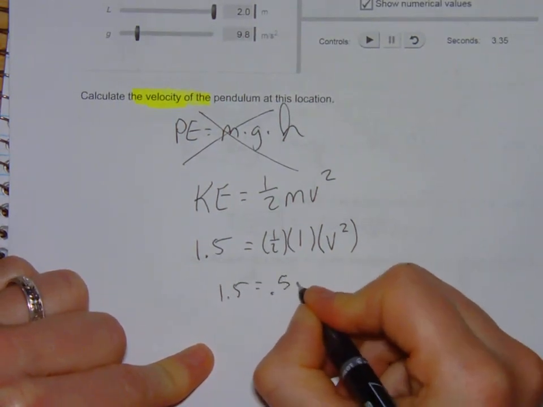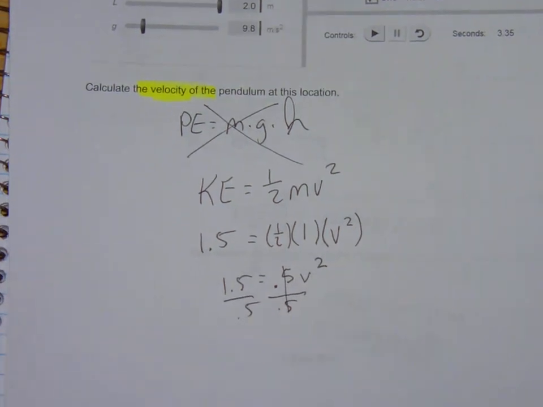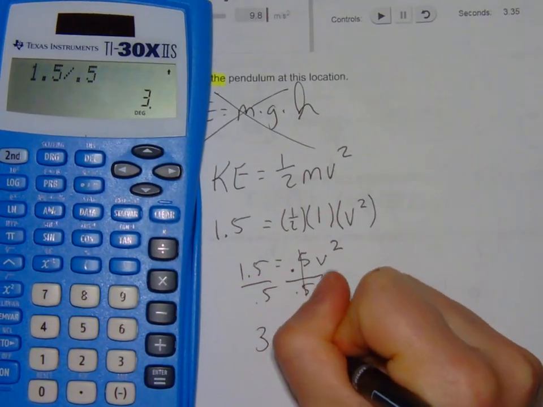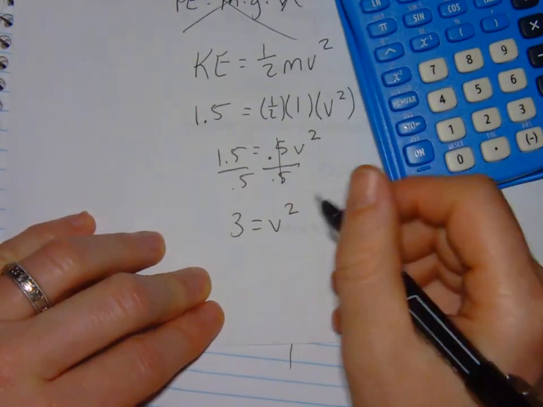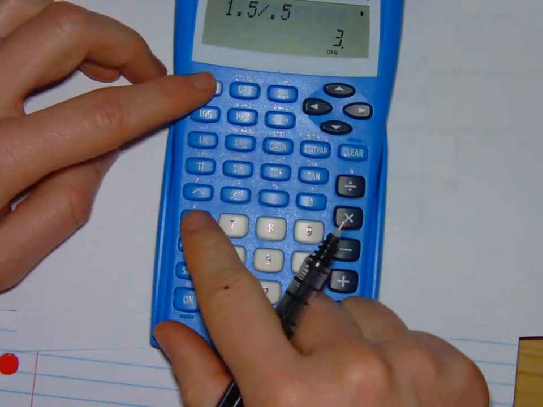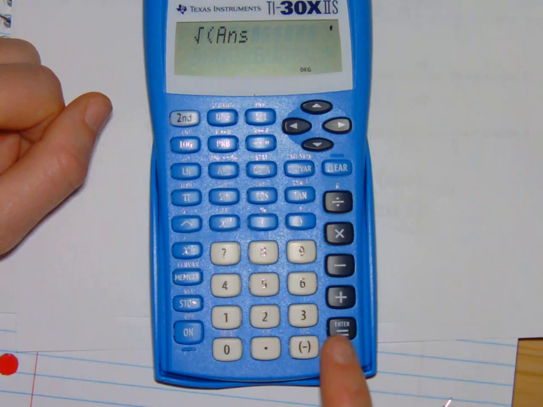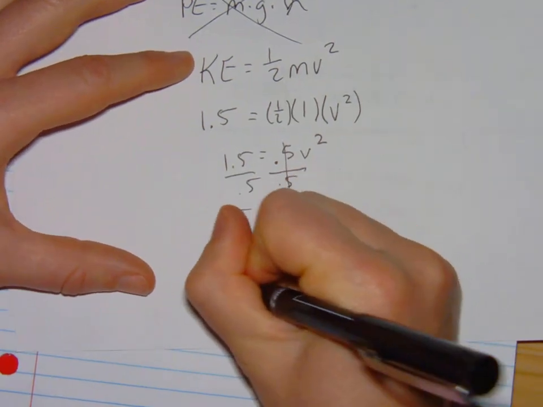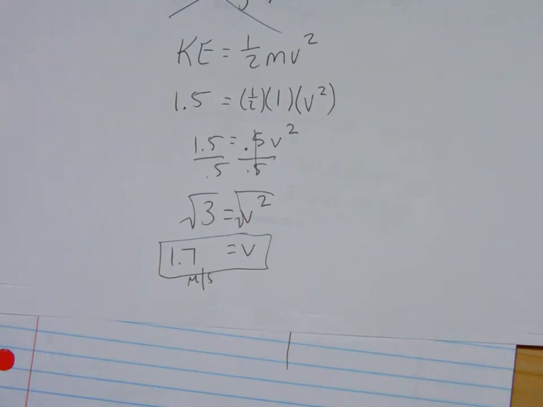Half of 1 is 0.5. So now we divide each side by 0.5. Those of you that wouldn't want to do that in your head, it should be 3. So we have 3 equals v squared. Now we want v, so we're going to take the square root of both sides. And the square root of 3, we can go second square root. Recall that 3. And that means that pendulum would be swinging at 1.7 meters per second.